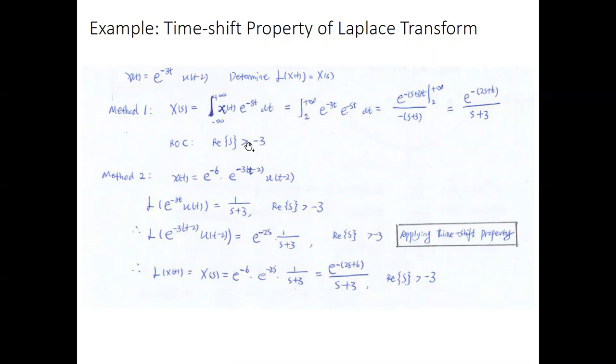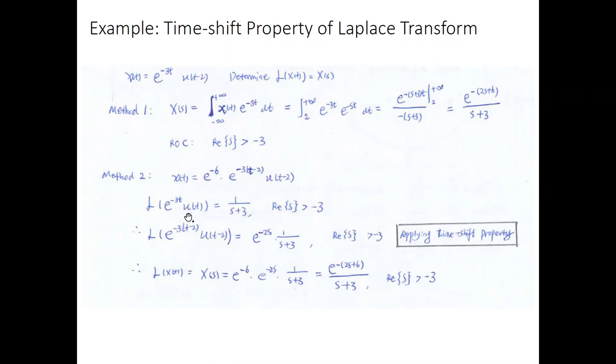And how to obtain the Laplace transform using the time shift property that we just learned? The signal x of t at first glance does not have a structure that makes us think of time shifting, but we can transform it a little bit. We extract exponential minus 6, which is a constant factor. What is left is exponential minus 3 times (t minus 2). So everywhere time t appears, it appears as t minus 2, which is a time shifted version of the sub-signal.